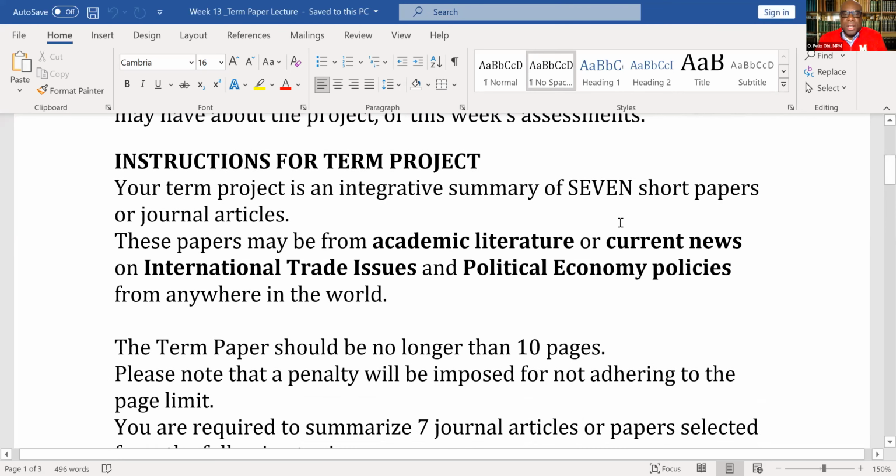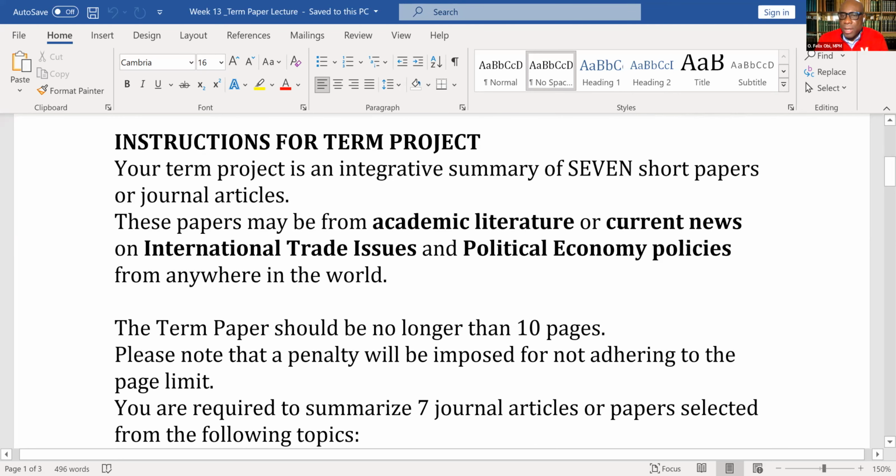Your term project is an integrative summary of seven short papers. So there need to be seven separate short papers, journal articles, newspaper publications.